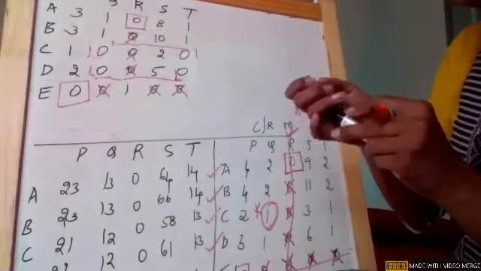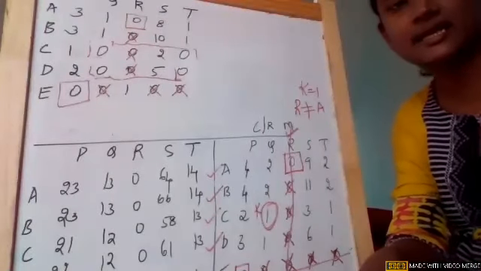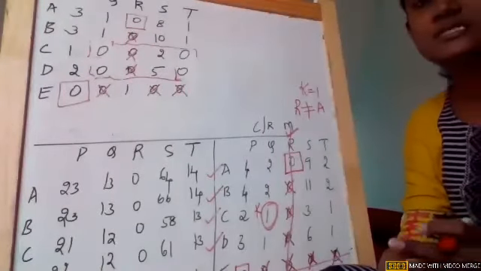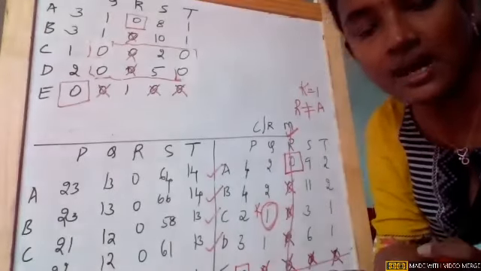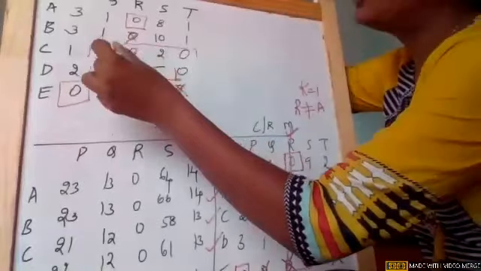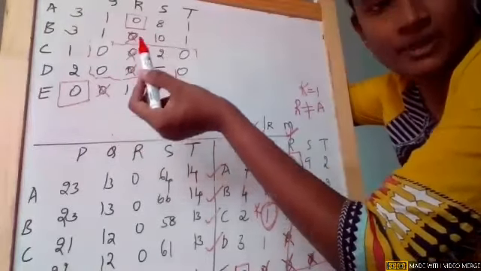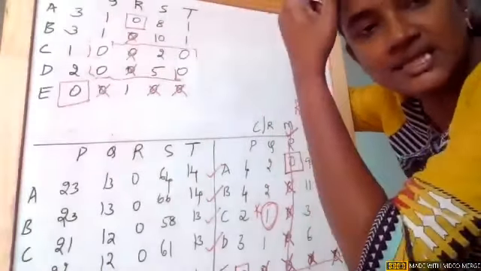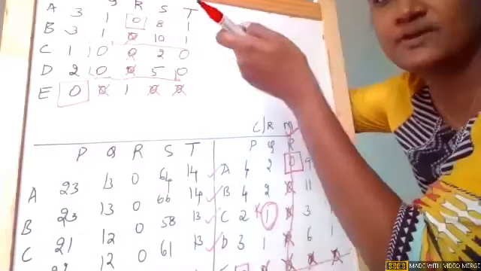When we completed the process of row-wise and column-wise assigning, there are 4 zeros which remained uncovered. When I see the positions of the 4 zeros, they are forming a rectangle. That means they are at equal distance from each other.